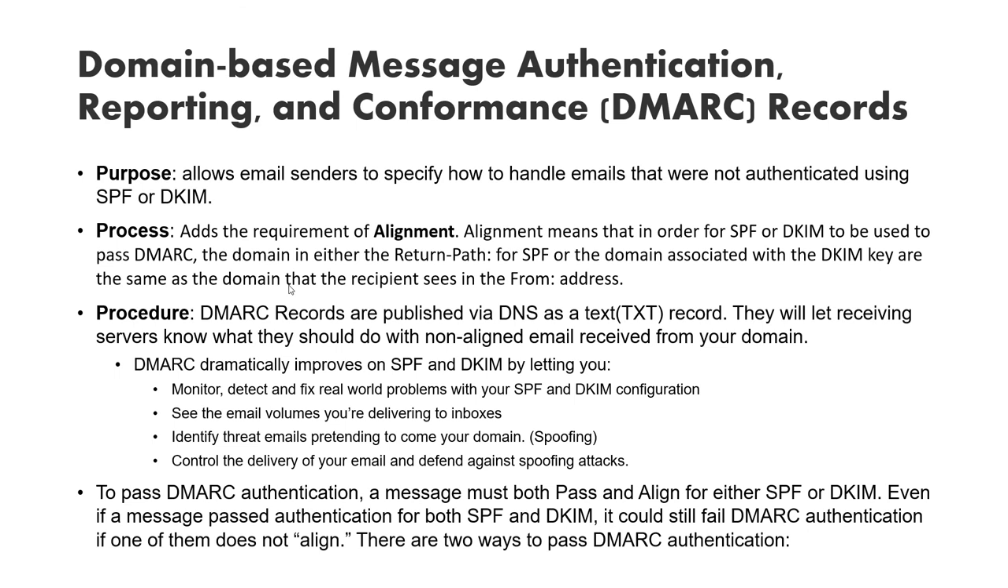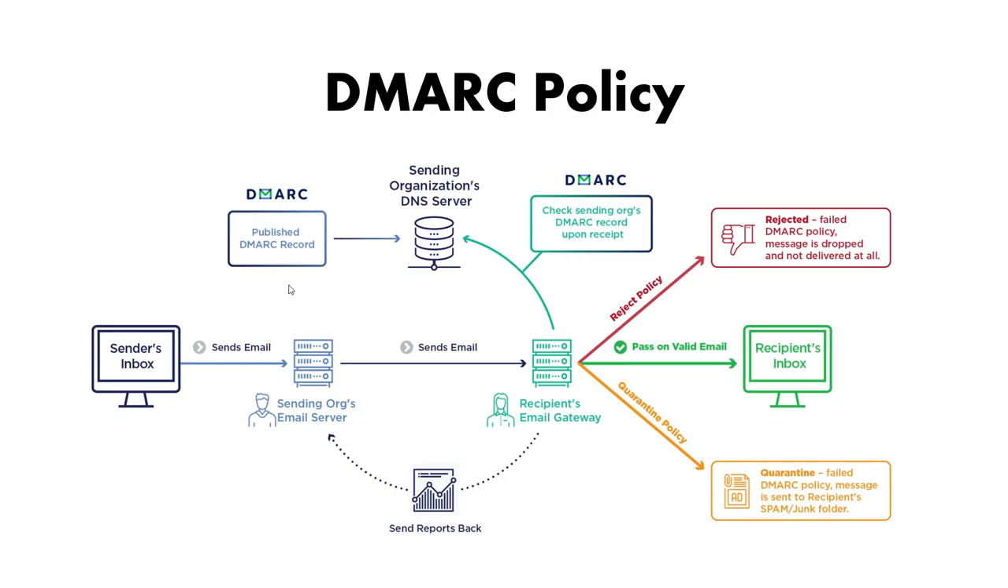So in order to pass those DMARC authentications, a message must both pass and align for either SPF or DKIM. And then even if it passes authentication for both, it could still fail DMARC authentication if one of them does not align. That's because of the added requirement of alignment. And so there's basically two ways to pass that validation. It's either by the DKIM or the SPF, or both, if that's what your system is set up as.